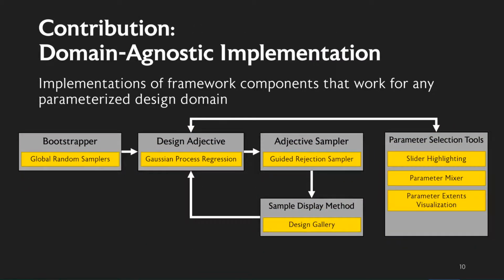We present a domain-agnostic implementation of the Design Adjectives framework that uses Gaussian process regression to represent design adjectives, and a guided rejection sampler to generate designs from this adjective. Our implementation works with any bounded parameterized design domain. Please see the paper for full implementation details.